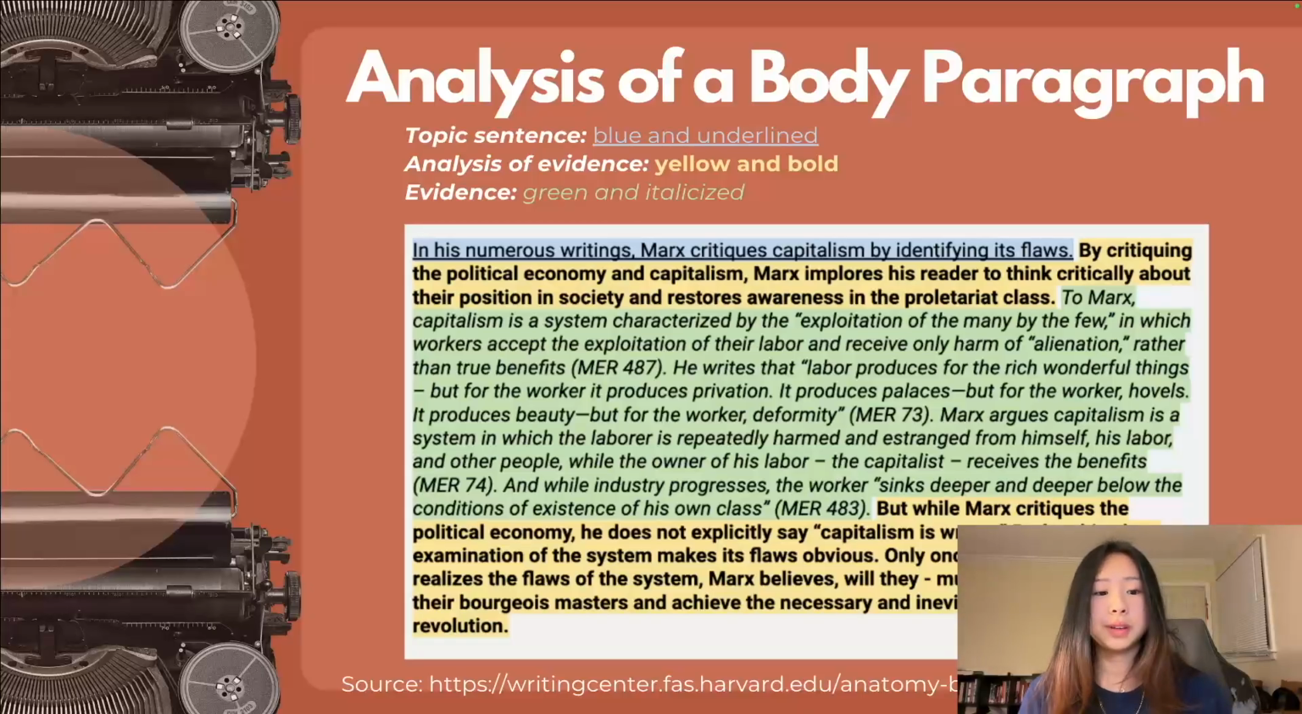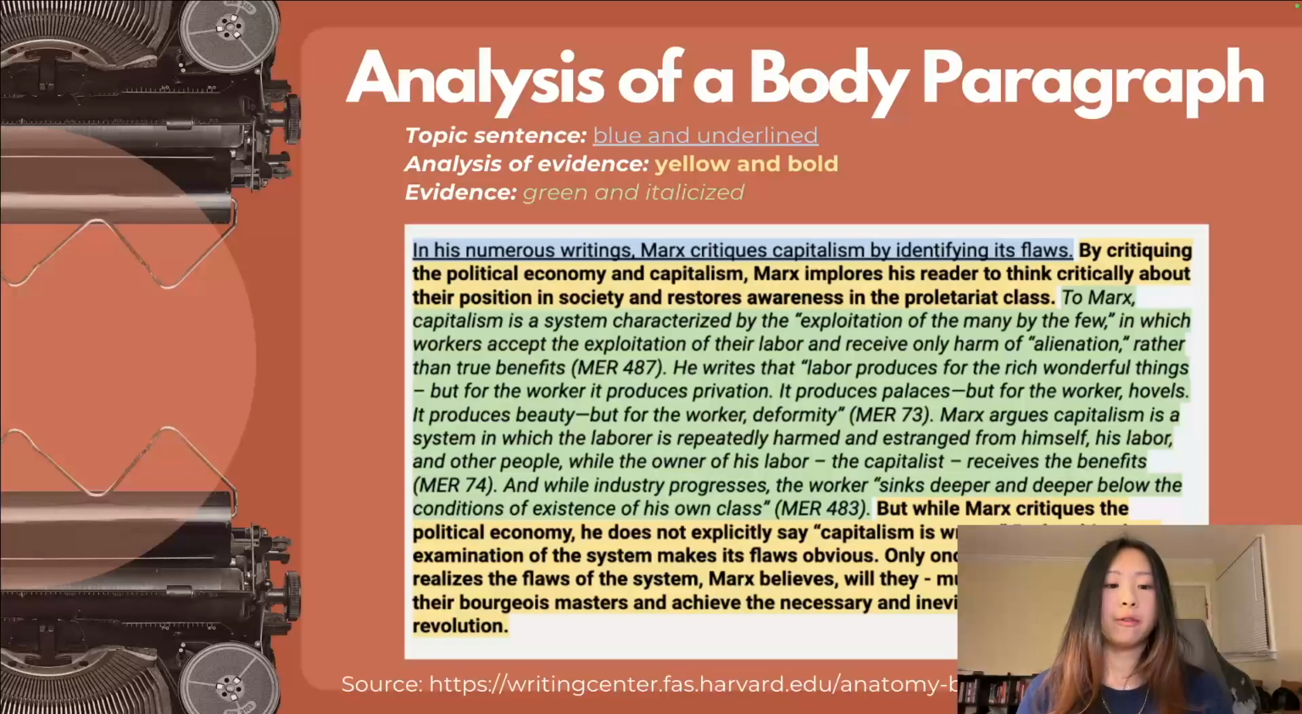We can also notice that the student goes one step further. He doesn't explicitly say that capitalism is wrong, but instead allows the reader to reach that conclusion themselves. This shows deeper thinking and helps strengthen the argument. Finally, the paragraph ends by reinforcing the idea that Marx believes awareness of these injustices will allow the working class to rise up and create change. This brings the paragraph full circle, and it reinforces the original claim.